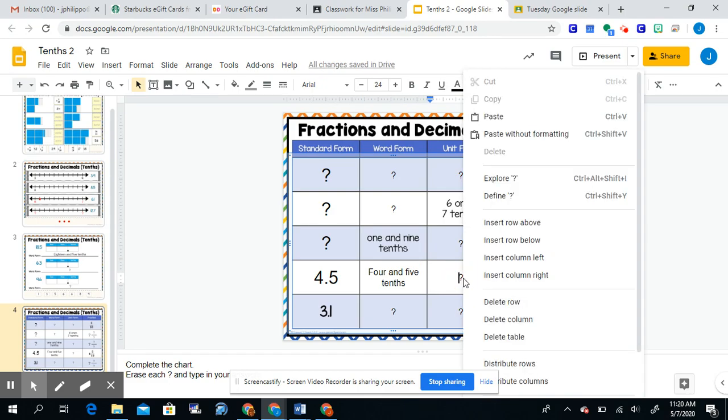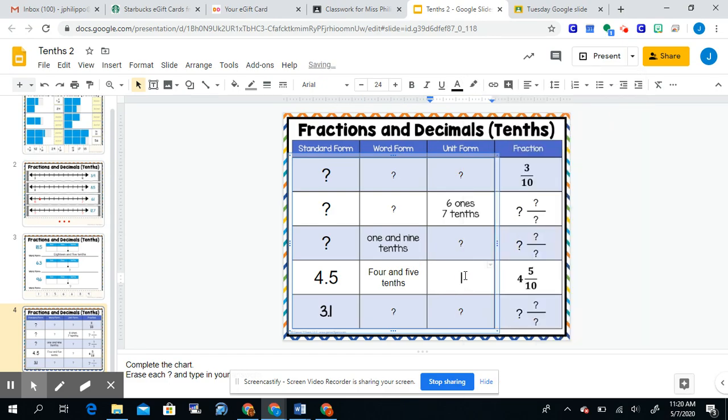Unit form is a little kind of confusing. Unit form basically means I want to know how many ones and how many tenths I have. So here I have 4 ones, and then I have 5 tenths. That's it. I got 4 in the ones, and then I got 5 in the tenths.